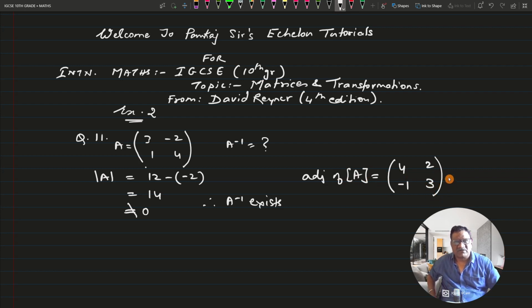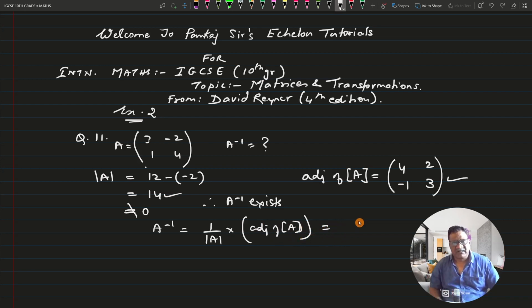Once you get the adjoint of matrix A and the determinant of matrix A, you can use this formula: A inverse is equal to 1 upon the determinant of A times the adjoint of the matrix A. Using this formula you will get 1 upon 14, because 14 is the determinant value of this matrix A, times the adjoint, that is 4, 2, minus 1 and 3. So this is your answer: 1 by 14 times 4, 2, minus 1, 3.